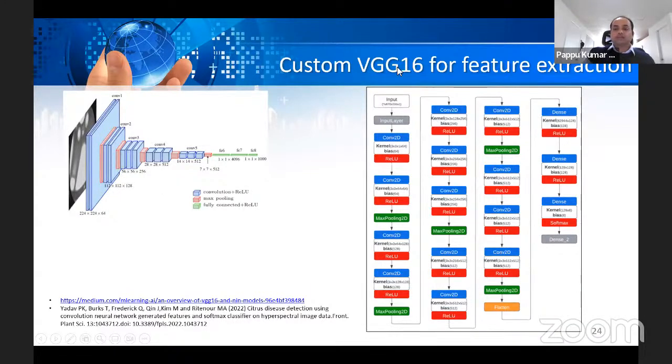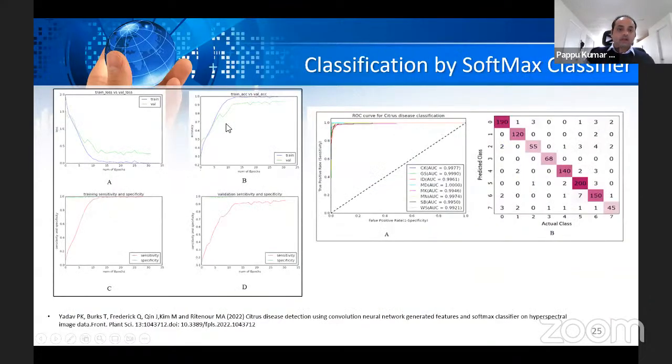VGG16 is a deep learning convolutional neural network architecture that can be used for both feature extraction and classification. In our case, we used it first for feature extraction, and then softmax was used as a classifier. The last layer is a softmax layer, which you can see over here, used for classification. So we give the input, it passes through different layers, eventually extracts the features, and then we do some classification. This is the result that we got after training the model. Once the paper gets published, the detailed things will be available there.